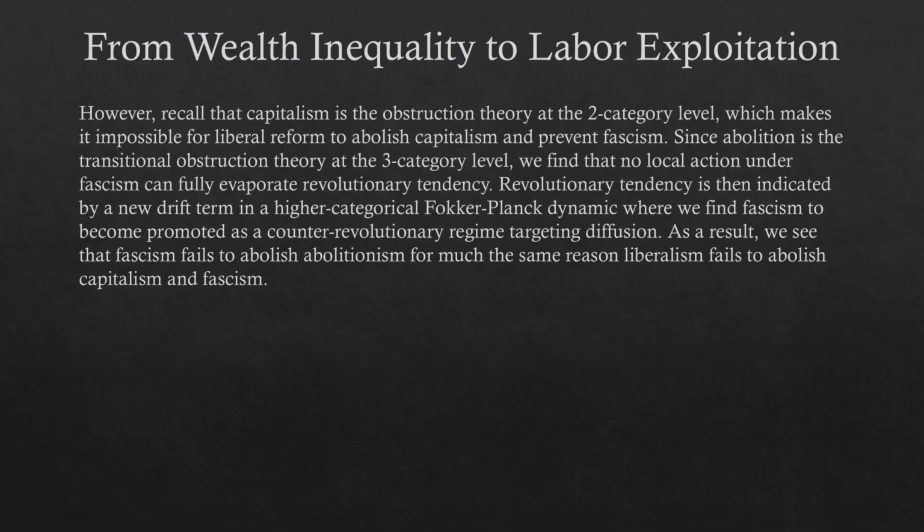Since abolition is the transitional obstruction theory at the 3-category level, we find that no local action under fascism can fully evaporate revolutionary tendency. Revolutionary tendency is then indicated by a new drift term in a higher categorical Fokker-Planck dynamic, where we find fascism to become promoted as a counter-revolutionary regime targeting diffusion. As a result, we see that fascism fails to abolish abolitionism for much the same reason liberalism fails to abolish capitalism and fascism.